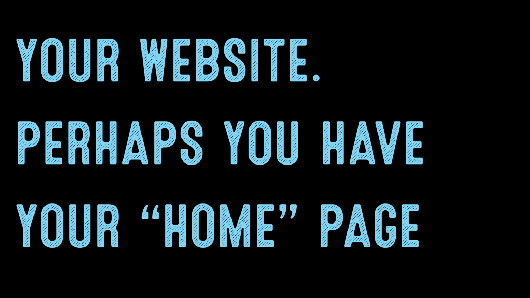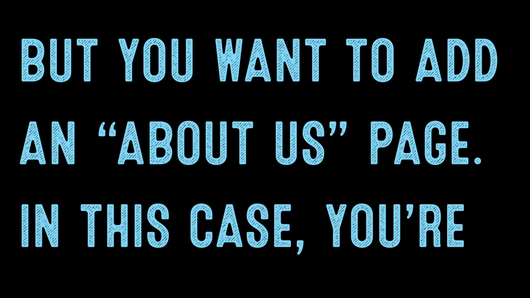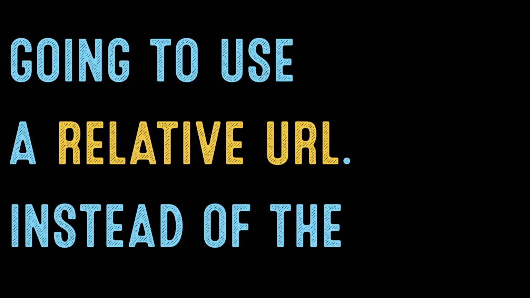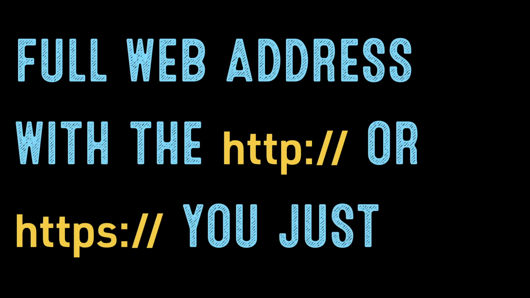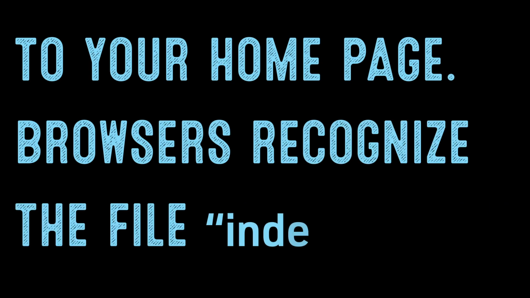Sometimes you may want to have a link to another page on your website. Perhaps you have your home page, but you want to add an About Us page. In this case, you're going to use a relative URL. Instead of the full website address with the http:// or https://, you just need to tell the browser where to find the file relative to your home page. Browsers recognize the file index.html as the home page.